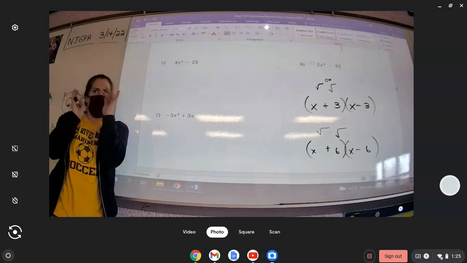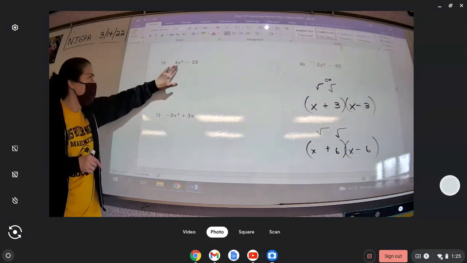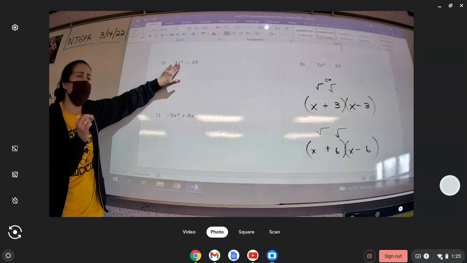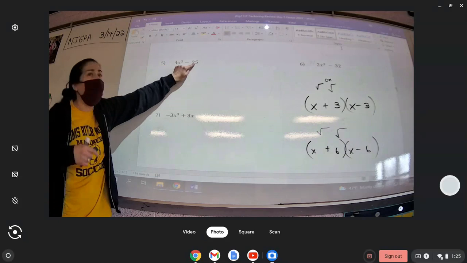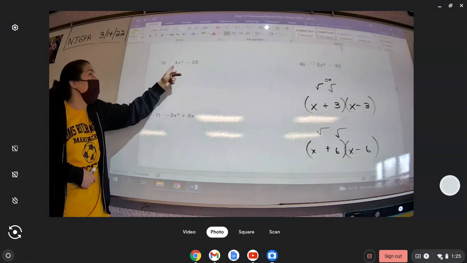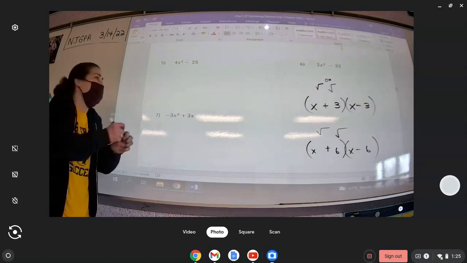I'm not trying to trick you. Is 4x squared a perfect square? Yeah, 4 is a perfect square, and so is x squared. They're both perfect squares. Is 25 a perfect square? Yeah. That's the difference of two perfect squares, so it counts.